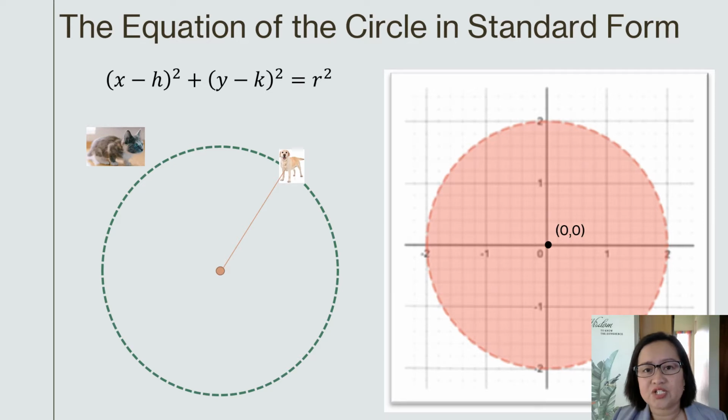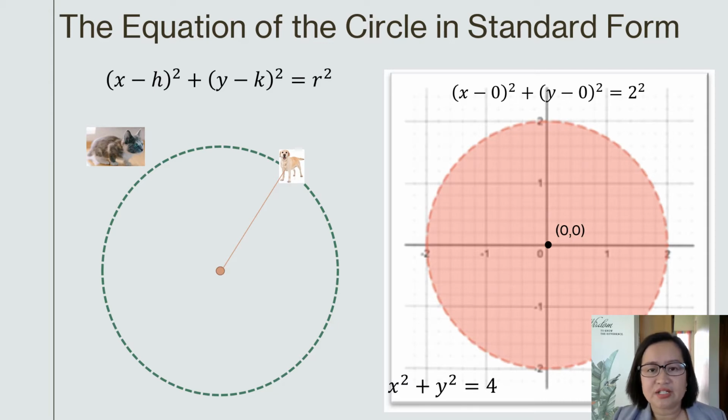Substituting the values of h and k to the standard form of the equation of the circle, we will have (x − 0)² + (y − 0)² = 2². Simplifying further, we will have x² + y² = 4. In other words, when the center is at the origin, the standard form of the equation of the circle will become x² + y² = r².